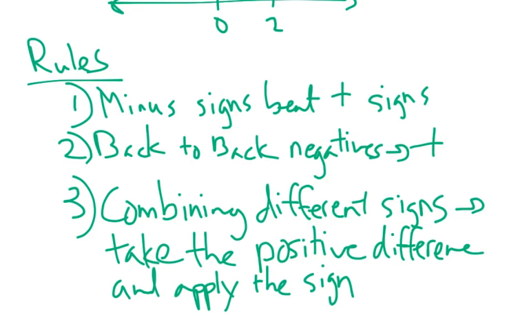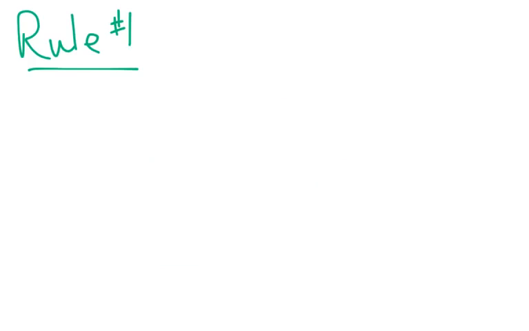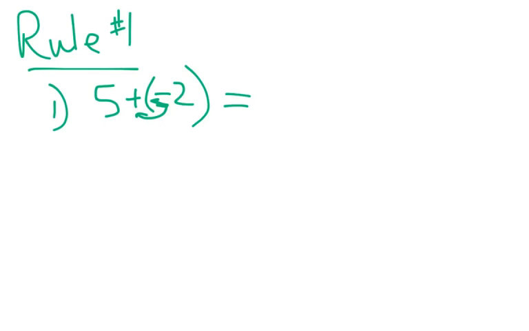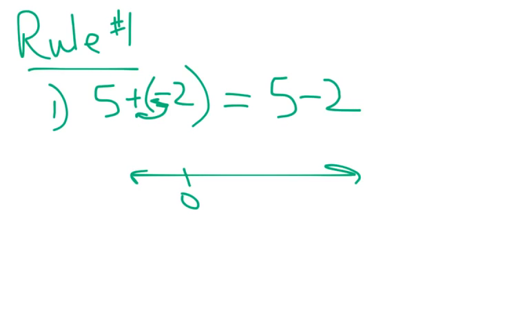Let's go over here to some examples and talk about rule number 1. Rule number 1 is that minus signs beat plus signs. Let's say we had something like 5 plus negative 2. This minus sign is going to beat that plus sign, and so this becomes 5 minus 2. Again, we can use a number line if we need it: 0, 5, and then we go over 2 spots, so 4, 3. And that would be our answer.